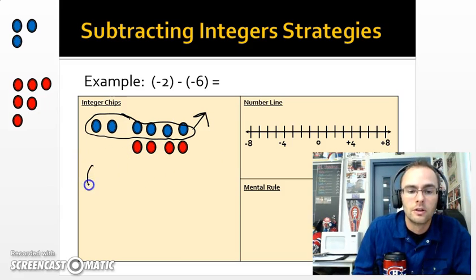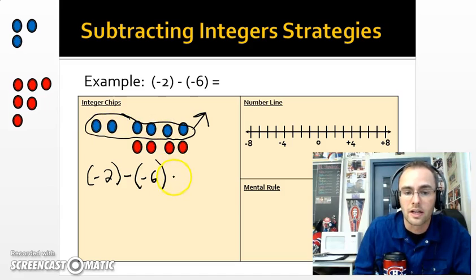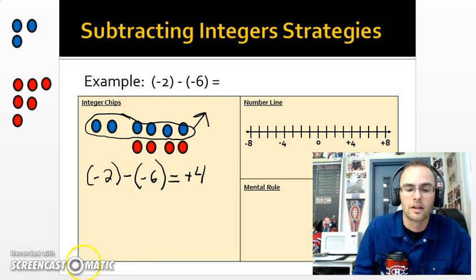So -2, which is what I represented first here, take away or subtract -6. So I had to add zero pairs to get a total of -6. And when you eliminate them, because of what the subtraction question said, you're left with +4. Look at that, eh?